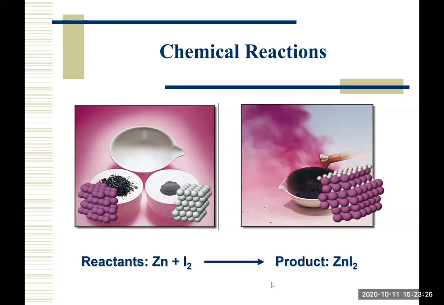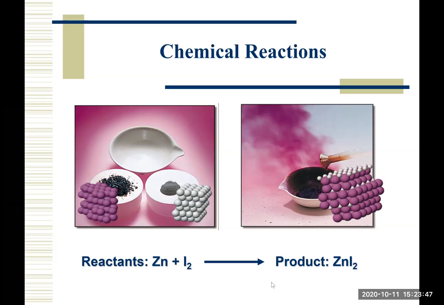This reaction is showing zinc and iodine reacting to produce zinc iodide. Notice that we start with two solids. Zinc is a solid and iodine is a solid, but in the products, we're seeing a gas being evolved as well as a solid being formed in the evaporating dish.